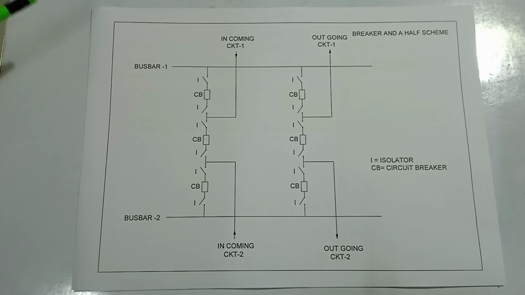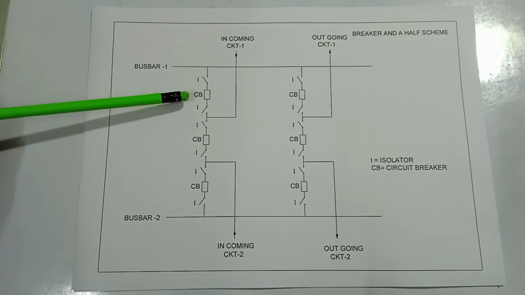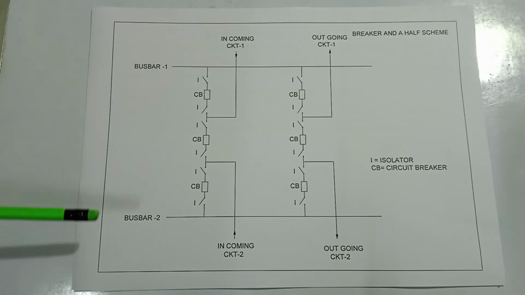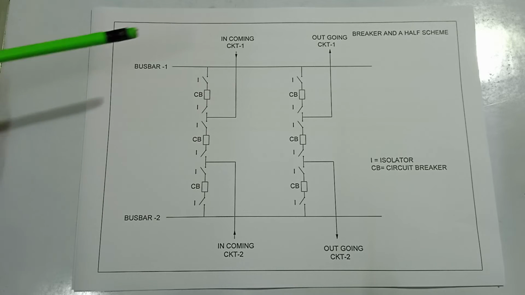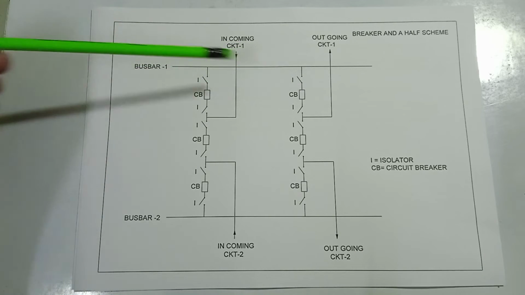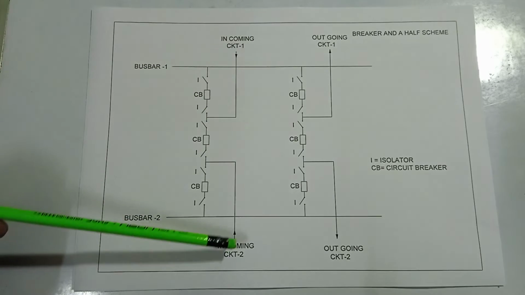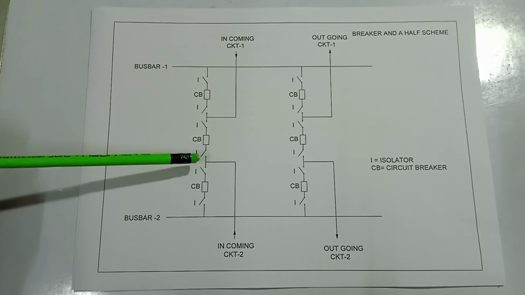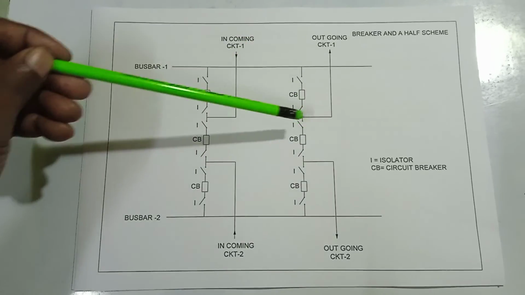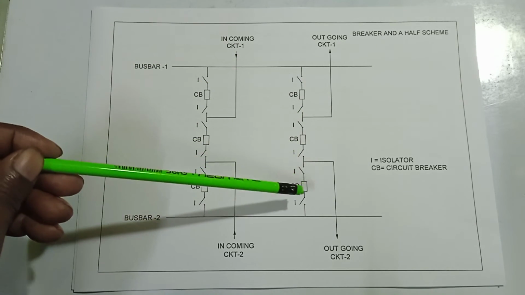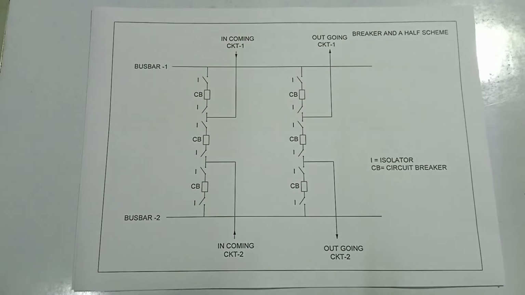Here is the picture of breaker and a half scheme. Here the three circuit breakers are connected between two bus bars. Here is the incoming line, it comes and joins here. Here is the incoming circuit line, it comes and joins here. Here is the outgoing circuit from this point. Here are also three breakers and associated isolators.